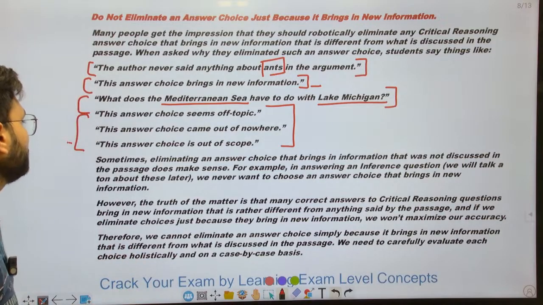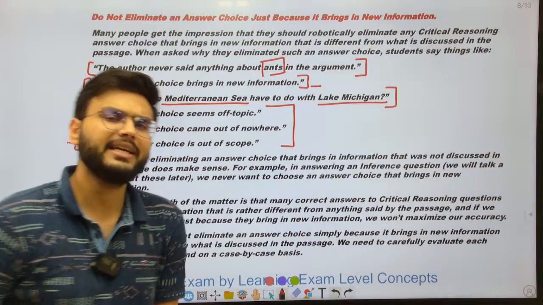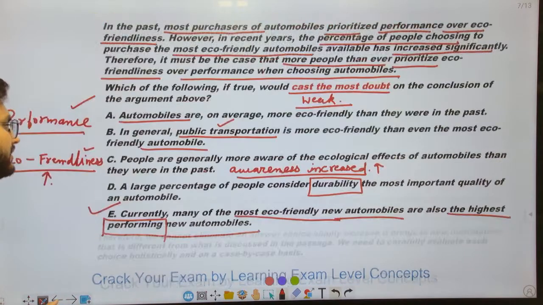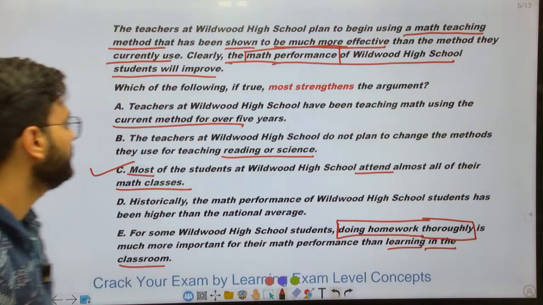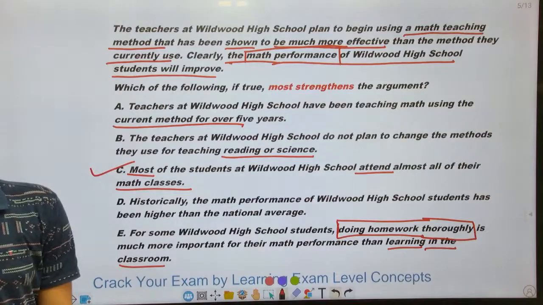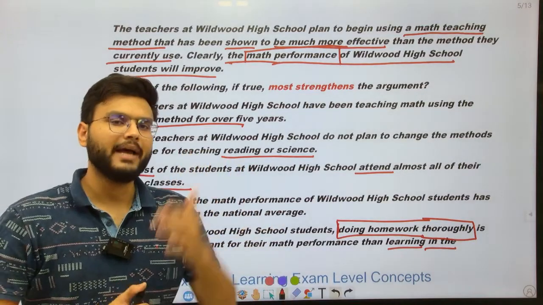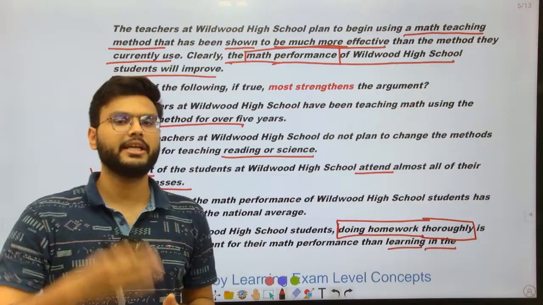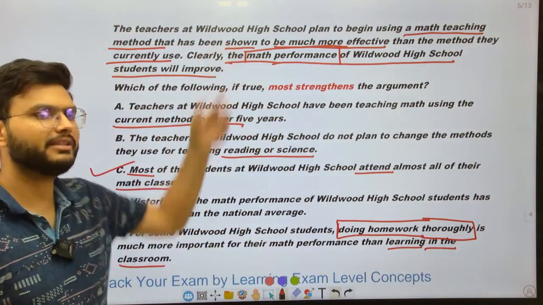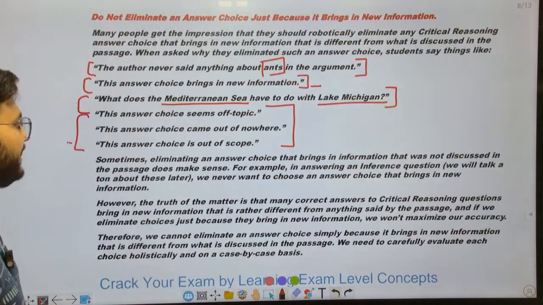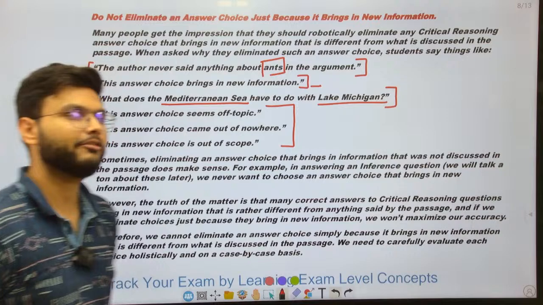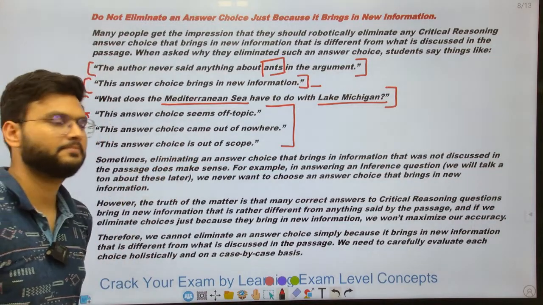Now, sometimes eliminating an answer choice that brings new information that was not discussed in the passage does not make sense. In reality, it happens. Many times it happens, like in the earlier question. This new answer choice, reading and science, was new information; we were talking about maths, but they brought the new information of reading and science. Here particularly it was irrelevant. But what if somewhere differently it affects the argument structure? Then we cannot say it is completely irrelevant here.